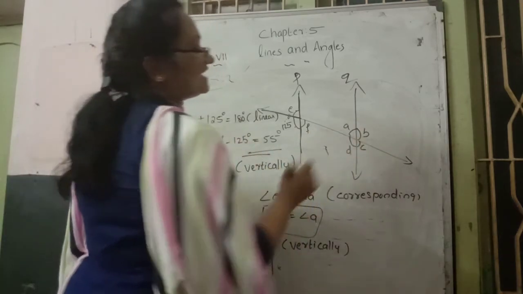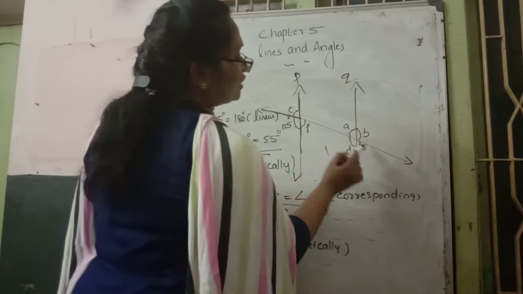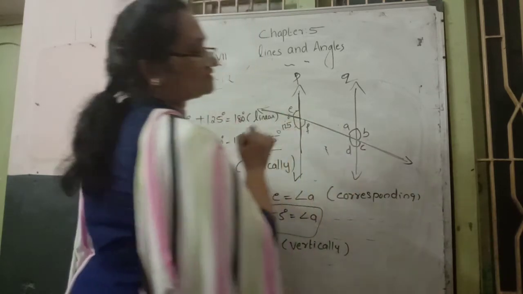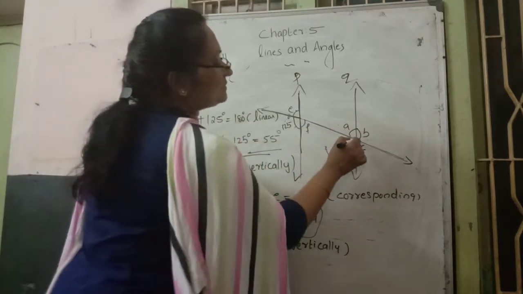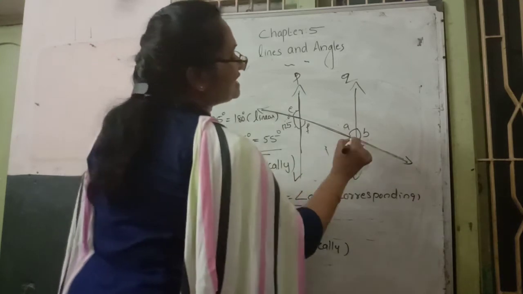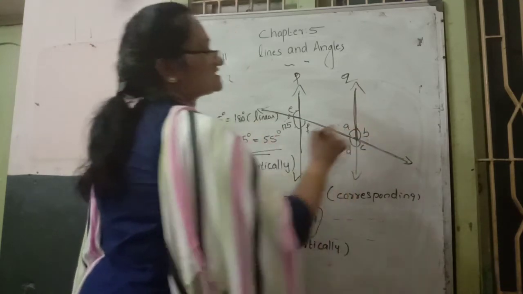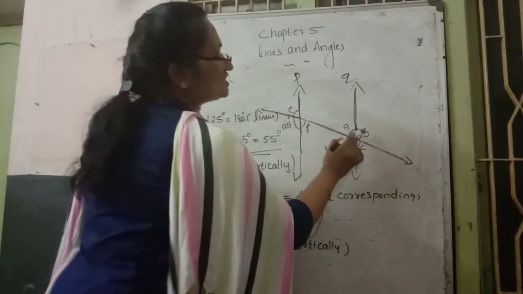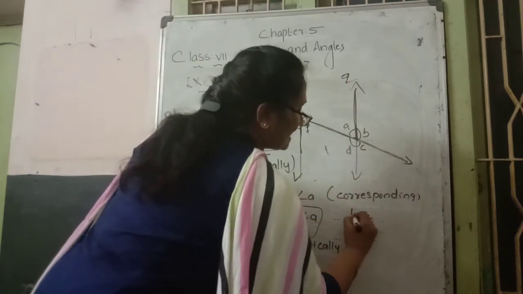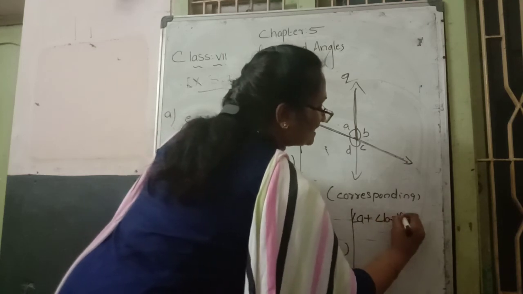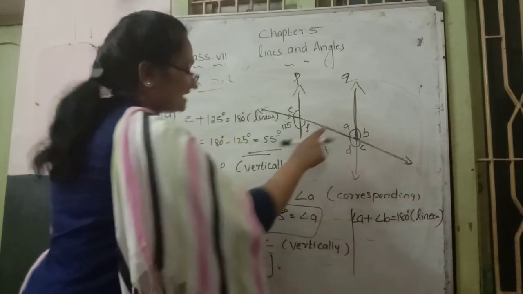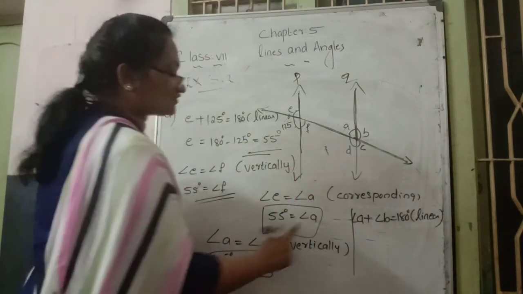Then remaining are D and B. How to find out? Looking at the relation, which angles do they make? They make a linear pair. See, these two arms are non-common arms. This ray represents the common arm. Then the sum of these two angles is how many degrees? 180. Angle A plus angle B is equal to 180 degrees. The reason is they make a linear pair. Angle A is 55 degrees.